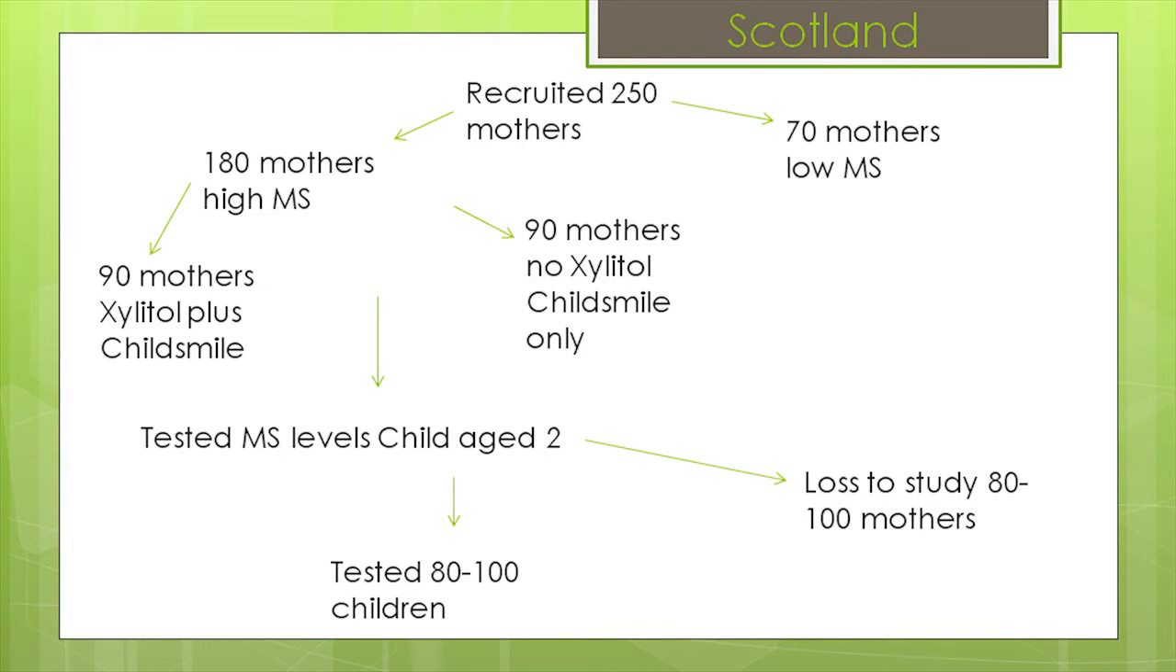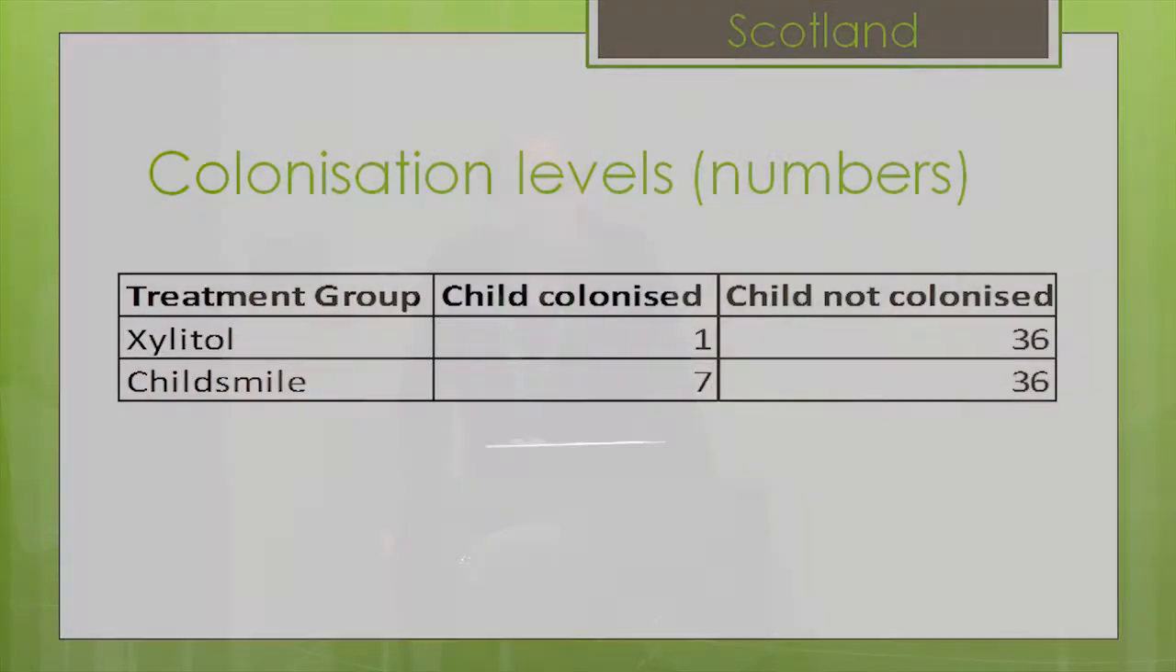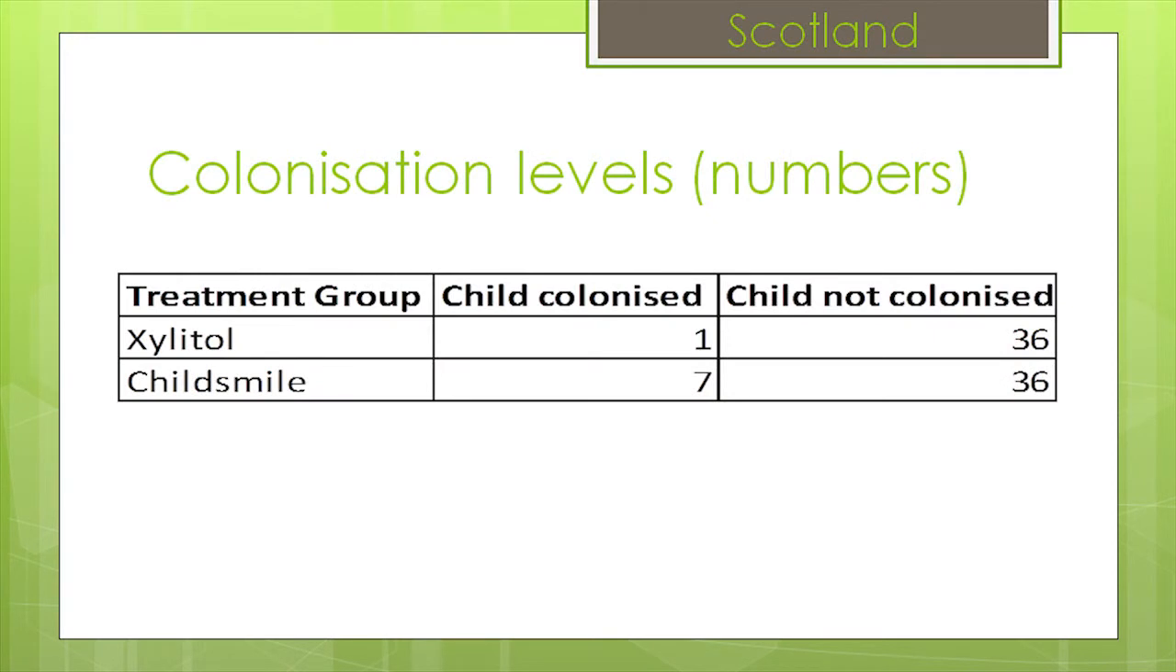And then we tested the mutans streptococci levels for children aged 2. The results are not statistically significant. However, they do support the other research. So, excuse me if this is self-explanatory, but what we had in the xylitol group is only 1 child whose mother consumed xylitol was colonized with mutans streptococci, compared with 7 children in the non-xylitol group who were colonized with mutans streptococci.